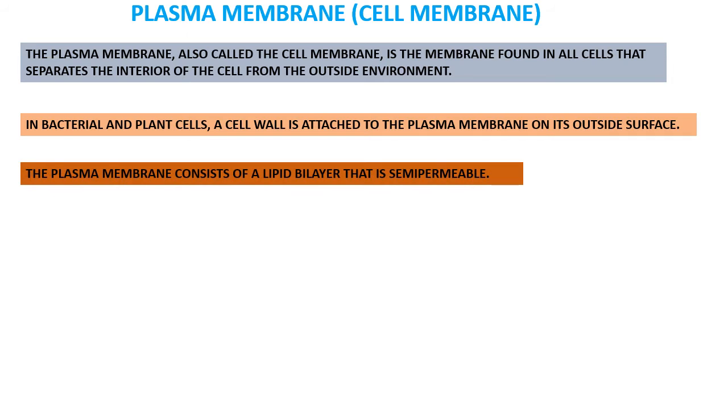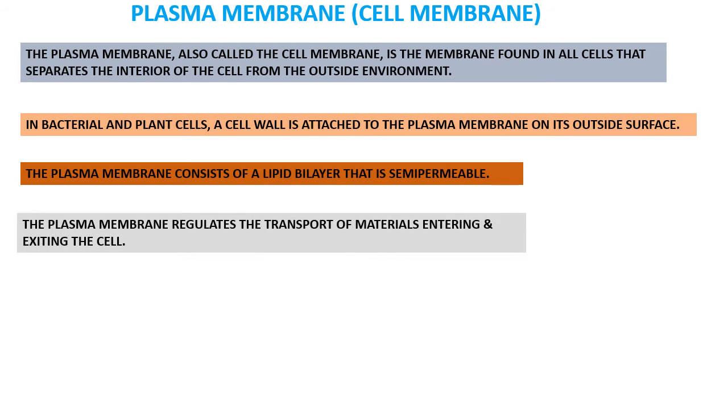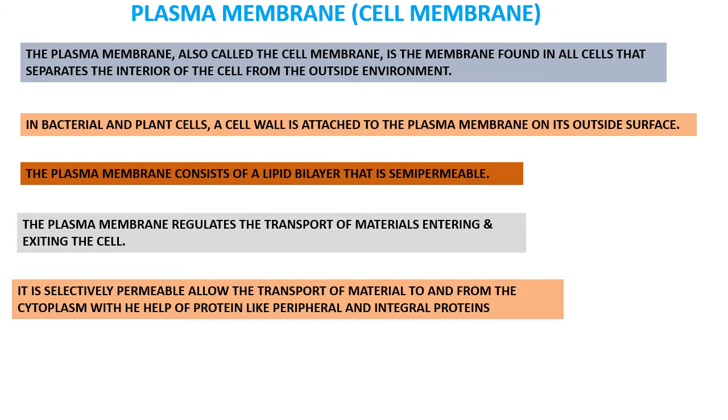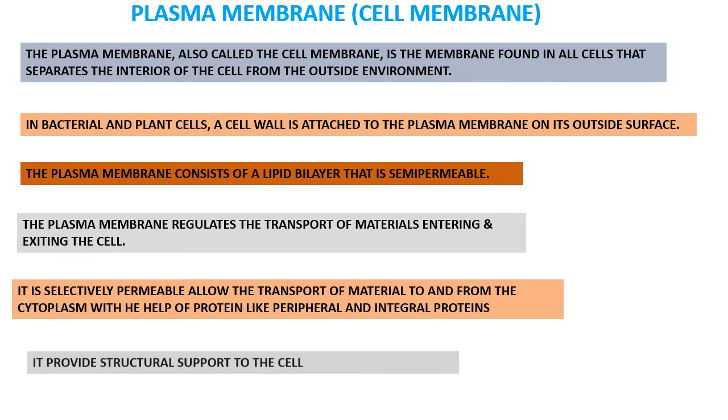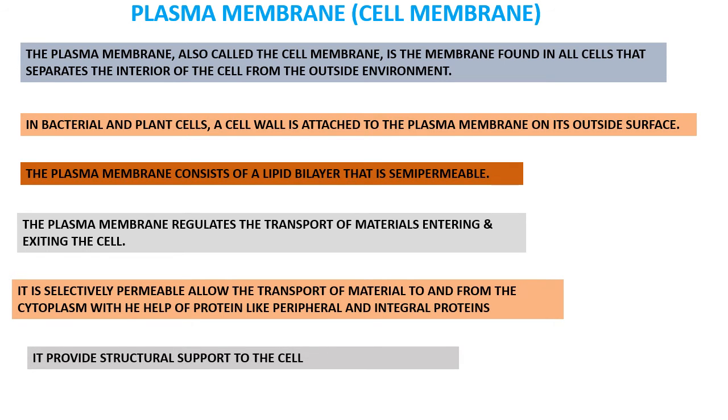The plasma membrane consists of two layers of lipids. That is, it is a lipid bilayer. It regulates the transport of material, what is entering and what is exiting the cell. It is selectively permeable. That means it doesn't allow everything to enter or leave the cell. It allows only those molecules to enter which are required by the cell, and those molecules to exit which are no longer required by the cell. It provides structural support to the cell.